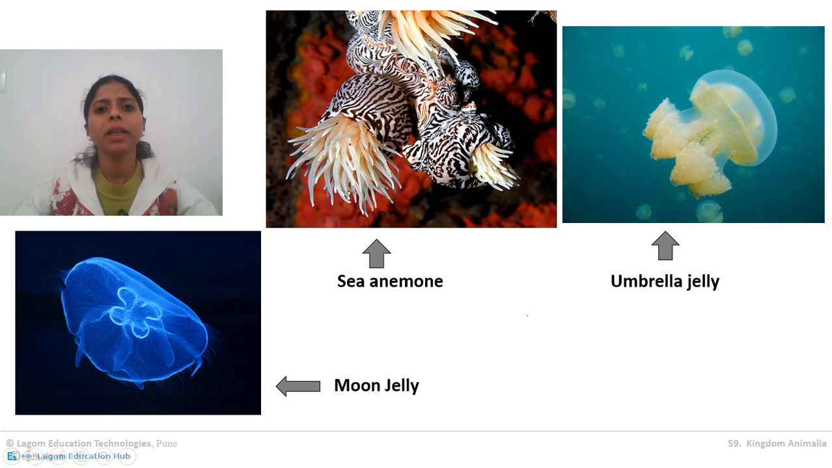But in Cnidaria, it is a little bit advanced, so they have tissue level of organization. Cells come together to form tissue, but these tissues do not come together to form organs. So still they are basic. Again, they are diploblastic. Do you remember what we mean by diploblastic? Only two germ layers. Which two germ layers?